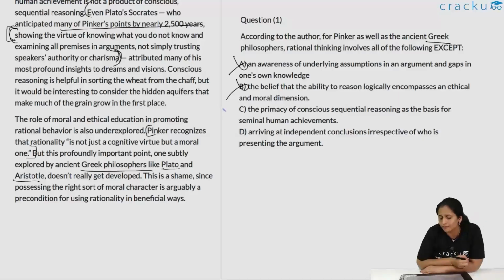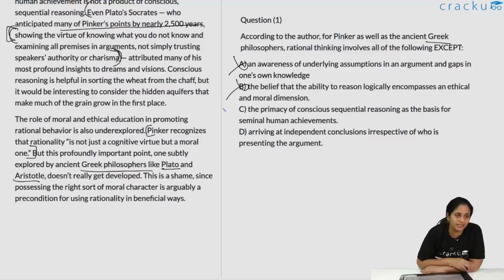The primacy of conscious sequential reasoning as the basis for seminal human achievements. Now, this is not a point in common with both Pinker and Greek philosophers. Pinker says that sequential reasoning is good for humanity. It would improve our decisions, but he does not say that this was the basis of seminal human achievements.